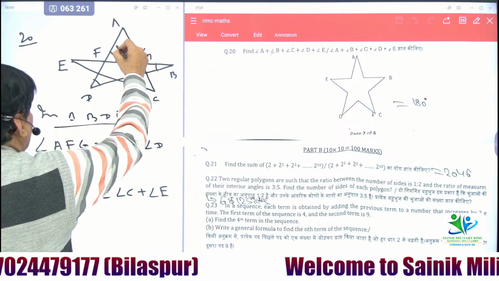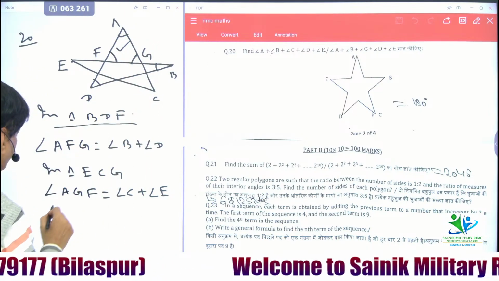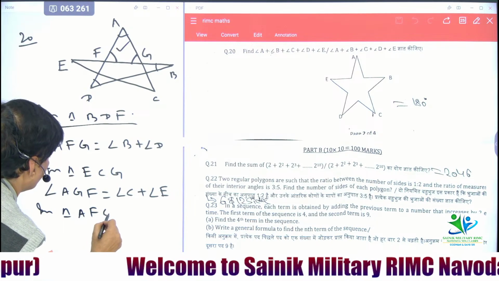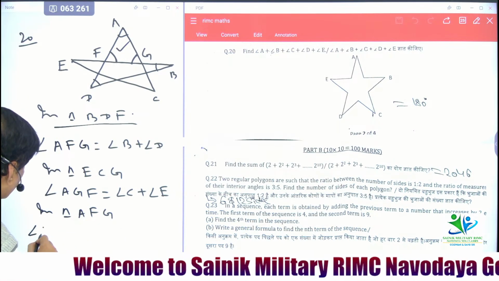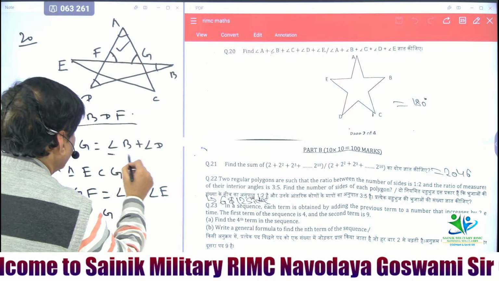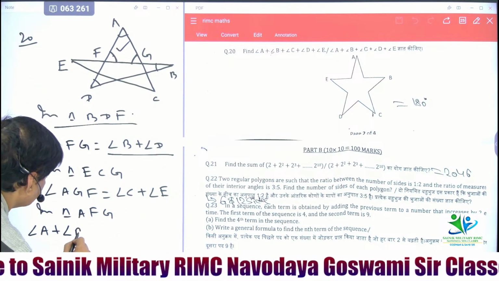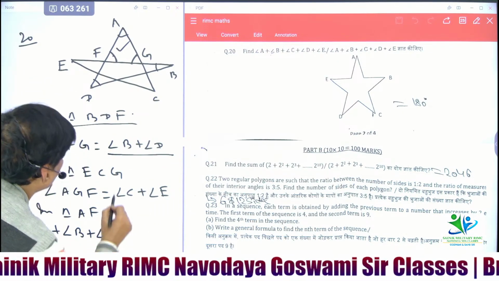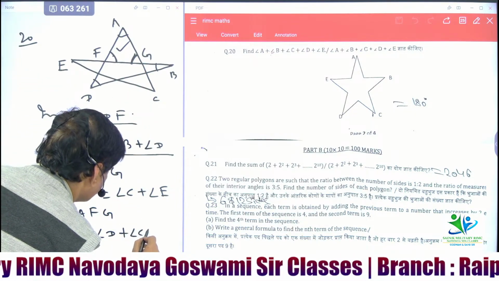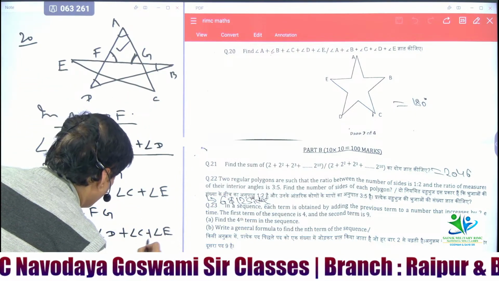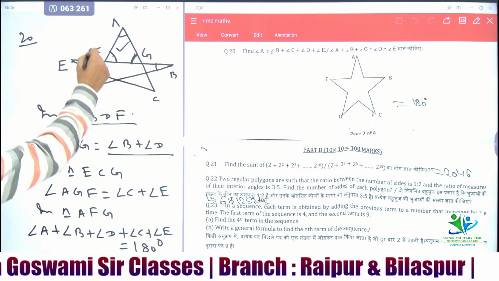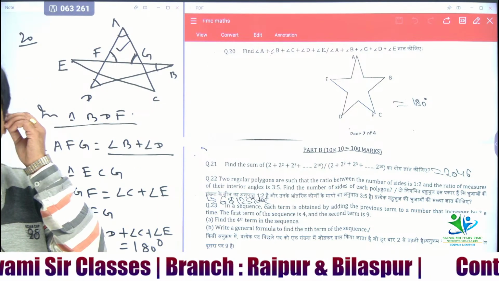Now apply the sum property in triangle AFG, that is angle A, angle F, and angle G, where angle F is equal to B plus D, and angle G is equal to C plus E. By the sum property of the triangle, the sum is 180. That means the sum of these five angles is equal to 180 degrees.